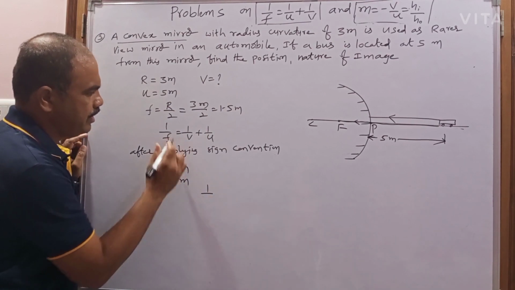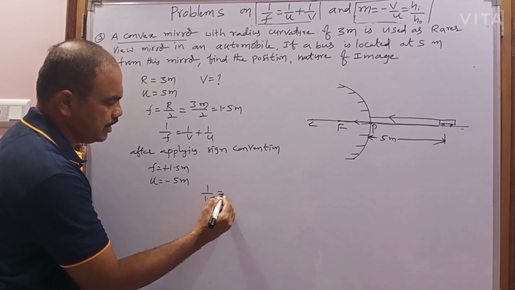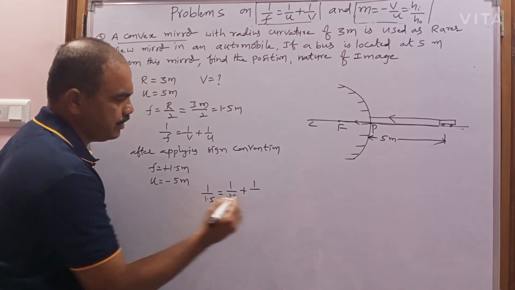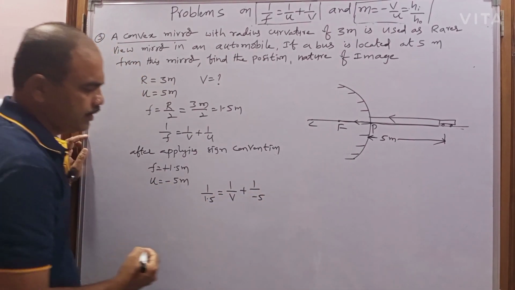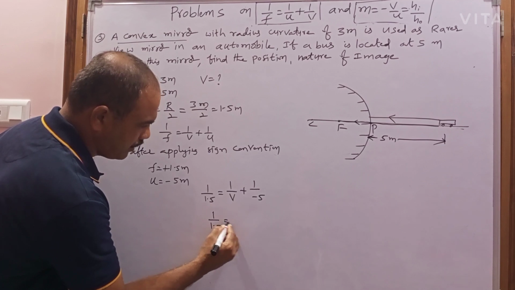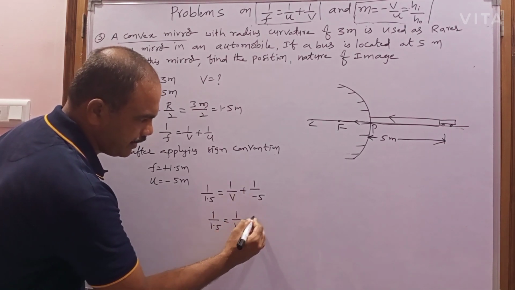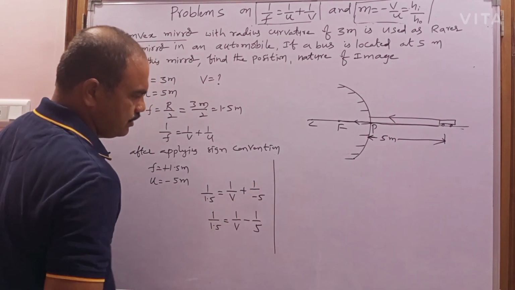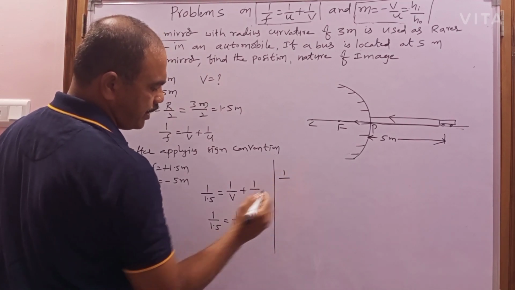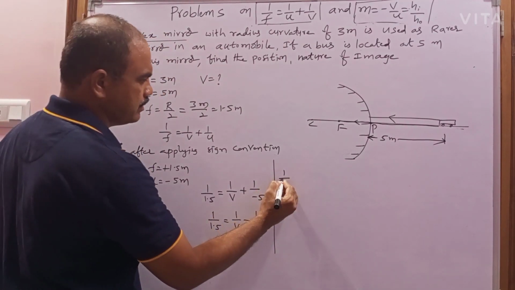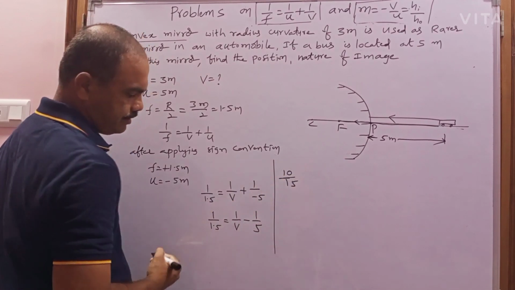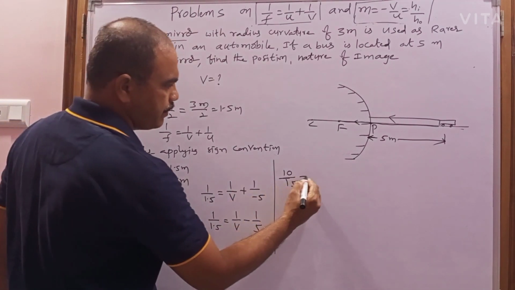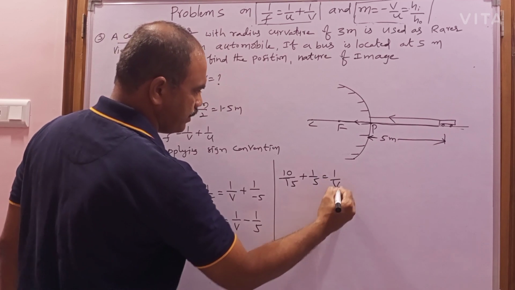So 1 by f, f means 1.5, equals 1 by v, unknown, that we have to find, plus 1 by u. u is minus 5. So 1 by 1.5 equals 1 by v plus into minus, minus 1 by 5. Now bring this minus 1 by 5 to the left side, so it becomes plus. Already 1 by 1.5 is there. Rewriting this equation, 10 by 15 plus 1 by 5 equals 1 by v.